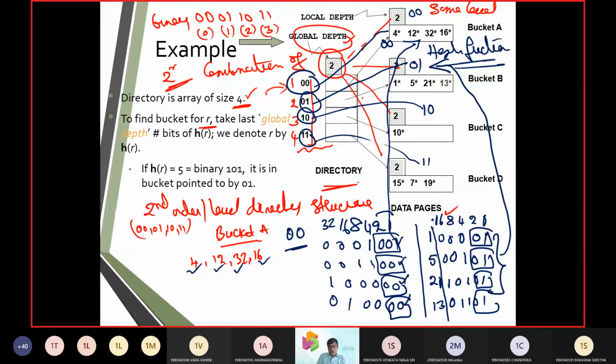We have to check it on local depth, and we are going to check with the global depth. So global depth is pointing to the directories, and the data entries, the data pages, are making up the local depth. So both are going to have the similarities.